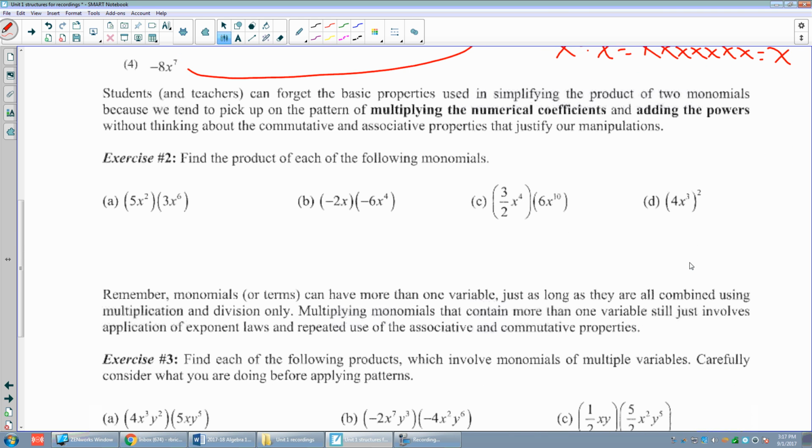Let me see. This is really 5 times 3 times x squared times x to the 6th, which is 15x to the 8th. -2 times -6, because I really like to put negative numbers in parentheses, and so do you. X to the 4th. Remember, there's really an invisible 1 right there. That equals +12 x to the 5th. Yes, that is a 5.